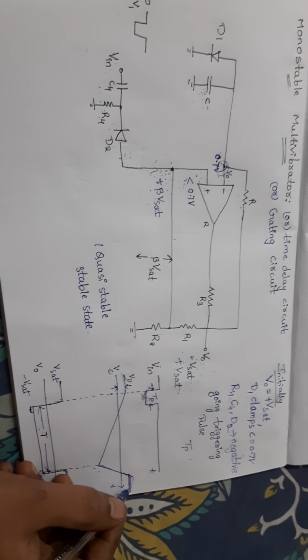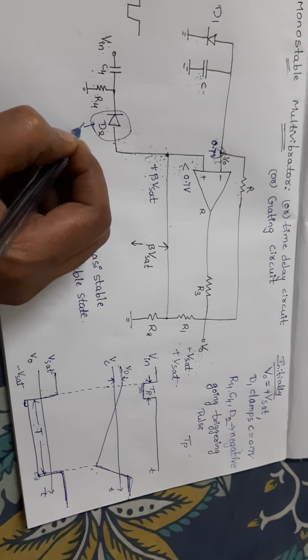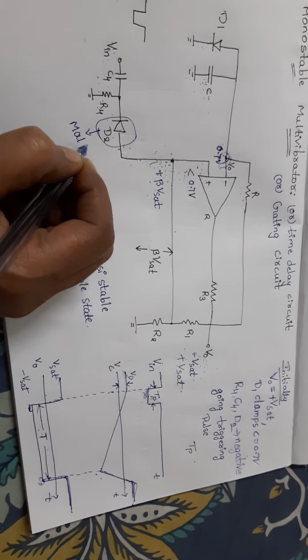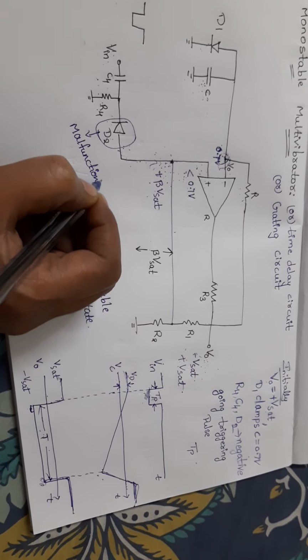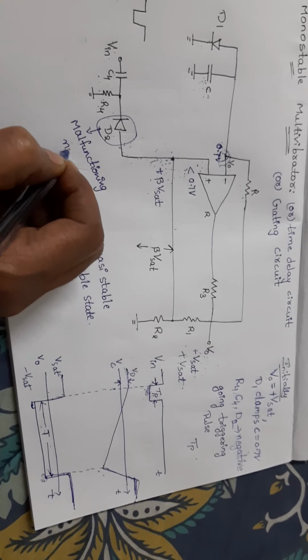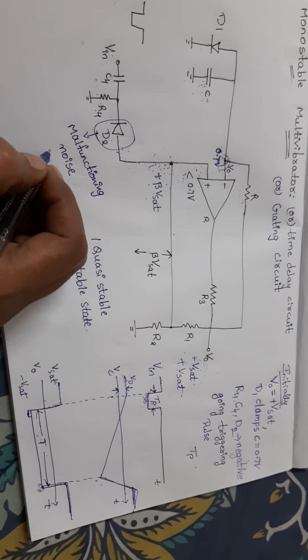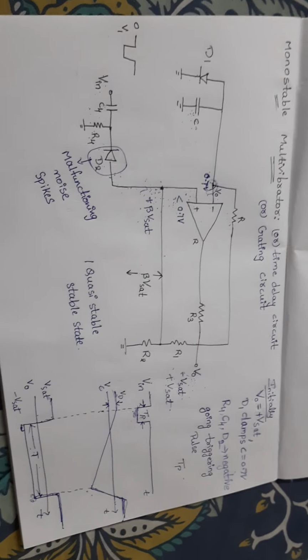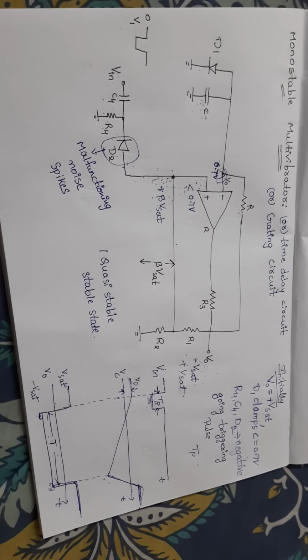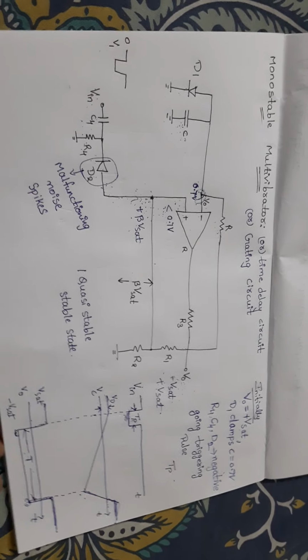So the purpose of this diode D2 is that it avoids malfunctioning, meaning it avoids noise getting into our signal. Noise will be in the form of small spikes. I think you know what spikes are. So this is the explanation of this monostable multivibrator.